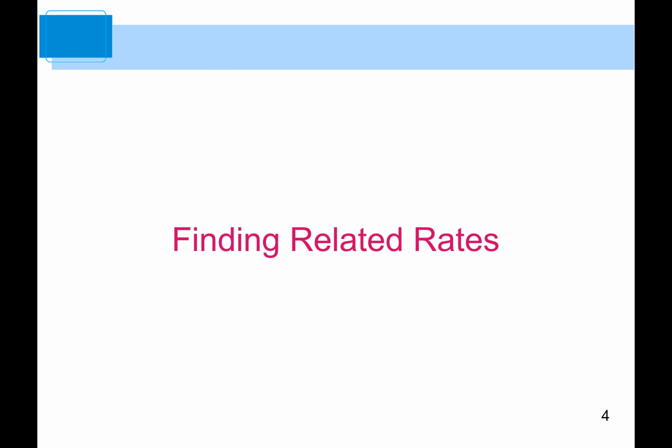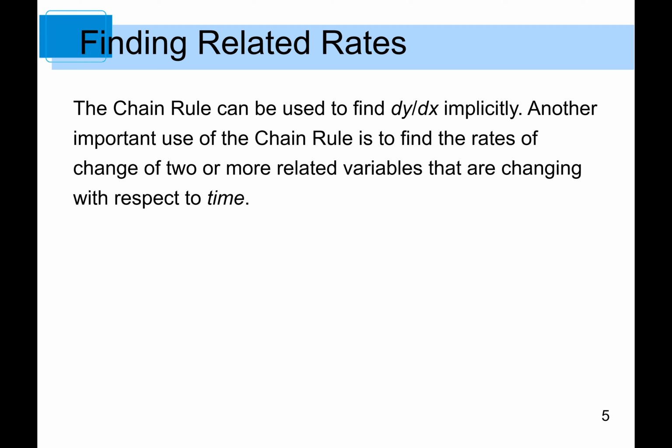So first one, let's take a look at how to find a related rate. The chain rule, right? It's what we use to find the derivative implicitly. Another important use of the chain rule is to find the rates of change of two or more related variables that are changing with respect to time t.